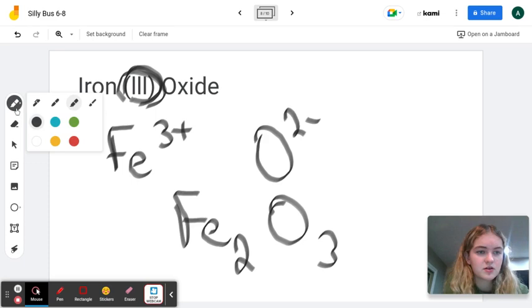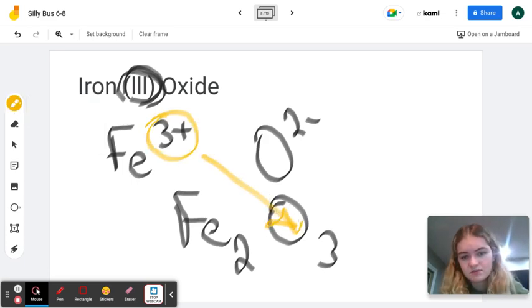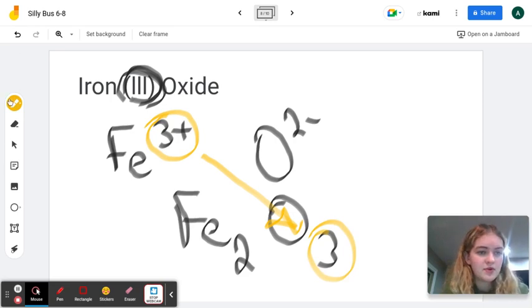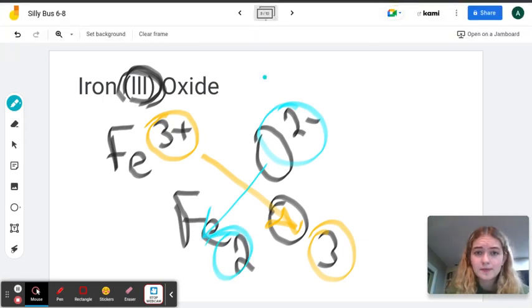So we take this up here, move it down here. And then we take this up here and move it down here. Oh, that was a bad arrow.